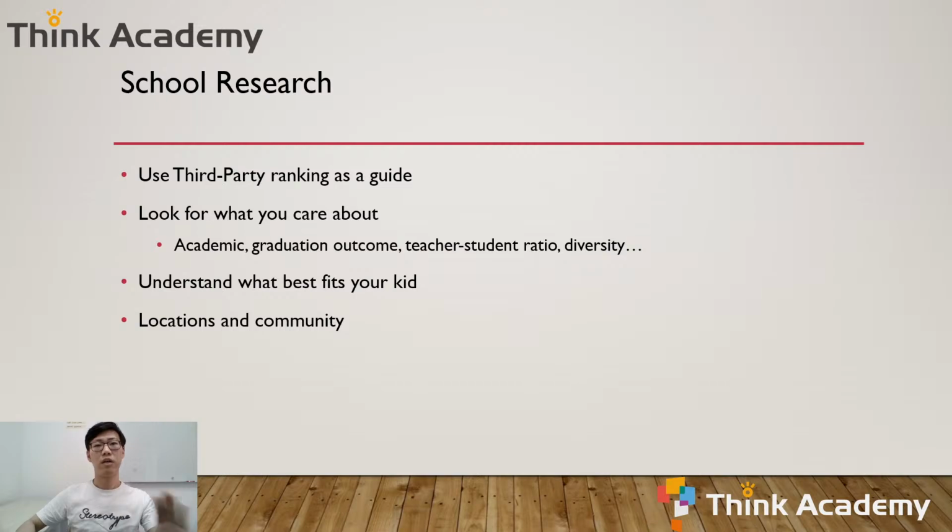The first thing, you can use a third-party ranking system, an online website, as a guide. You may want to choose what you care about, for example, the academics, the graduation outcomes, what senior school or college the graduating students go to, as well as the teacher-student ratio or the diversity of ethnicities if you prefer. The best thing here is to understand what will best fit your kid.